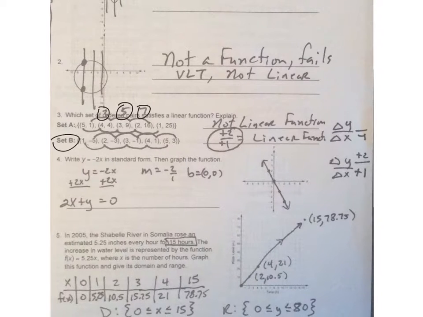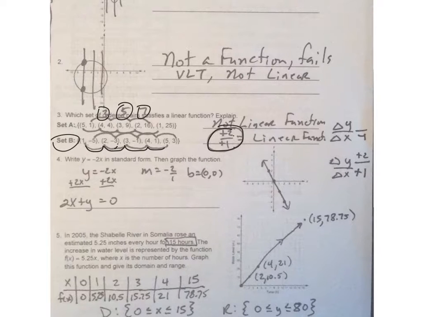Whereas if you look at B, they all had a ratio of 2 over 1. -5 to -3 is +2. -3 to +1 is +2. And then the x values increased by 1. They all increased by 1. So it was a constant rate of change, therefore it was a linear function.